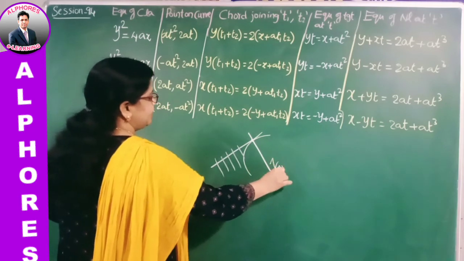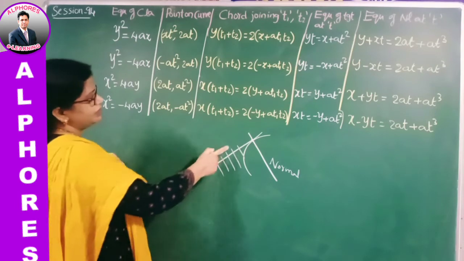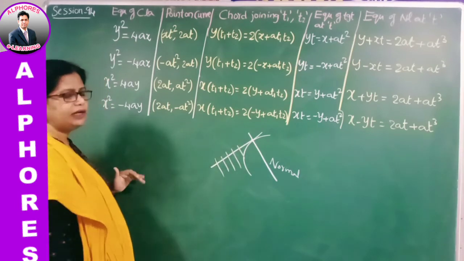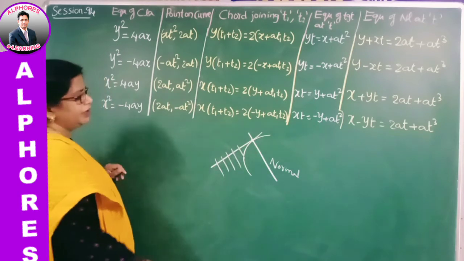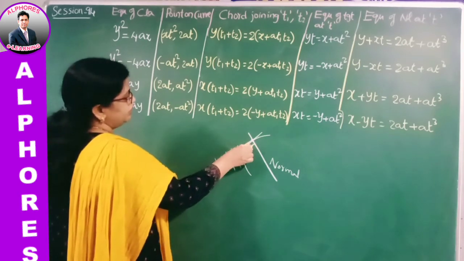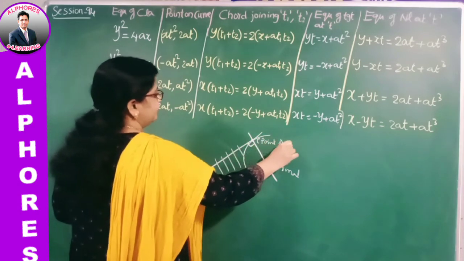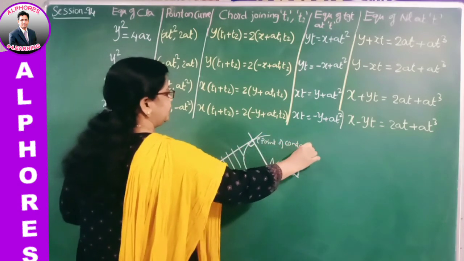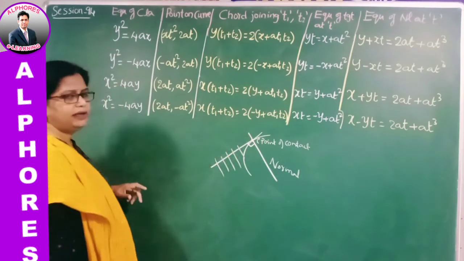So this is known as the normal of this curve. This normal is drawn exactly at the point of contact of the tangent and the curve, and the tangent and normal are perpendicular at the point of contact. That means the normal, the tangent and the curve all coincide at the point of contact.